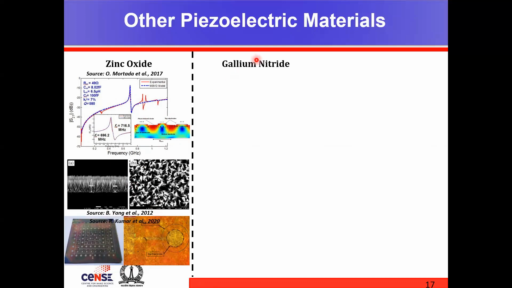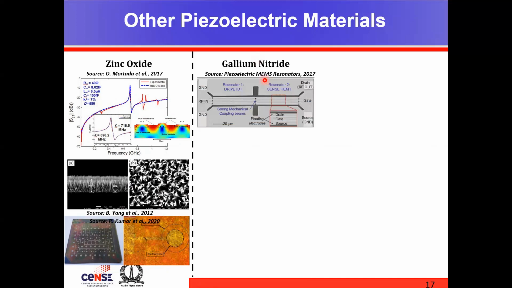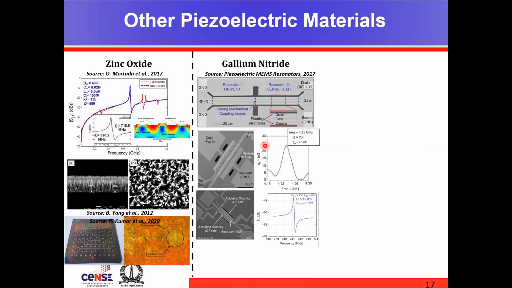GaN is a III-V semiconductor material which has a large energy band gap, making it an outstanding material for high power and harsh environment applications. The high Q and monolithic integration capability of GaN makes it an ideal candidate for low phase noise, timing, and reference applications.